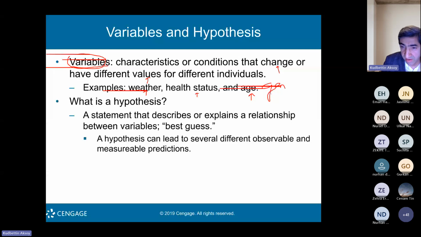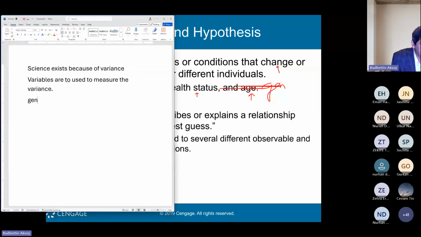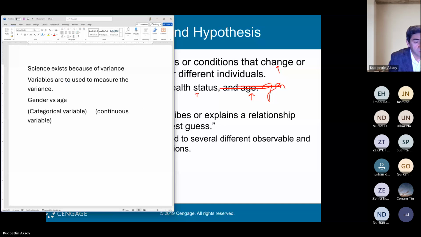To make it easy, think about two variables. Gender versus age. Gender takes two values, male and female. Well, these days. Normally, traditionally, male and female. Age is a number, continuous. This is a categorical variable. We learned about this in statistics, and we will learn more about this here in this course.